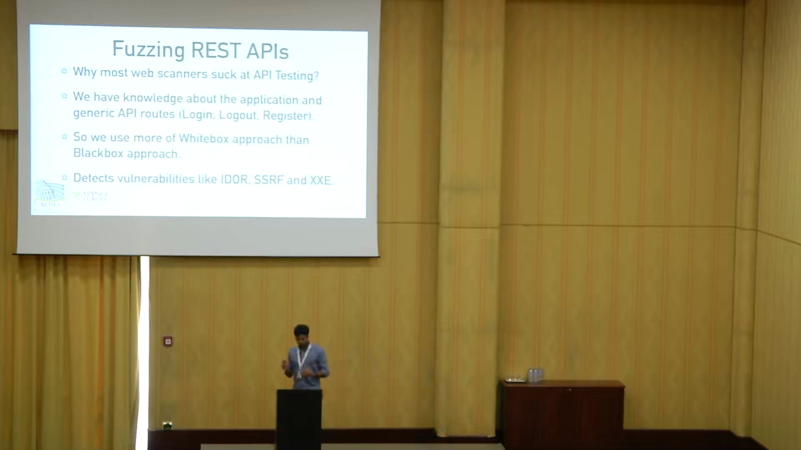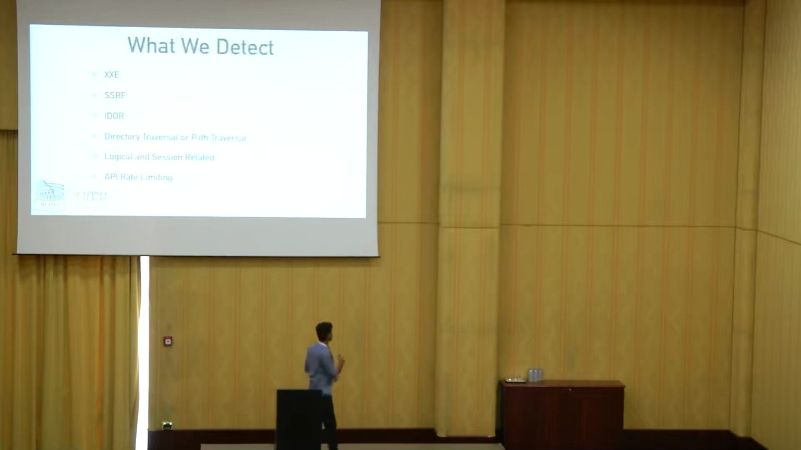We support detection of vulnerabilities like IDOR or insecure direct object reference, SSRF for server-side request forgery, and XXE, among a couple of other vulnerabilities. These are the lists that we currently detect with this logic, which are very difficult to find with typical web scanners: XXE, SSRF, IDOR, directory traversal or path traversal, and some logical and session-related vulnerabilities. It's very difficult to detect logical vulnerabilities using scanners, right? They don't know how the application is supposed to work. But some kinds of logical checks you can do, and things that follow a standard, we can automate. Then we also check for API rate limiting, etc.